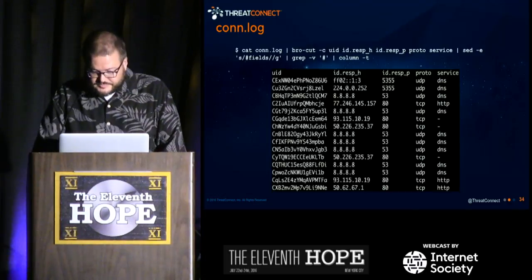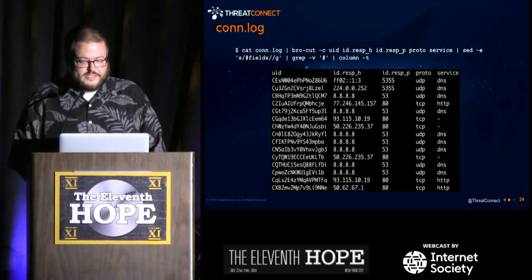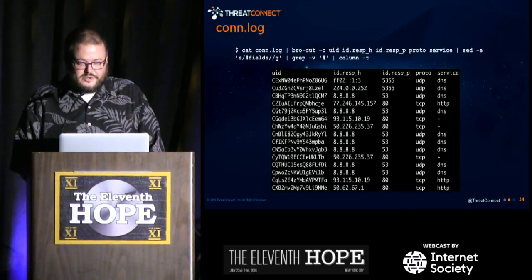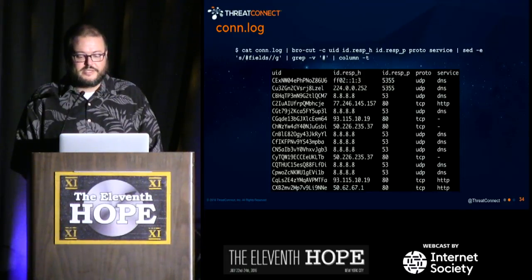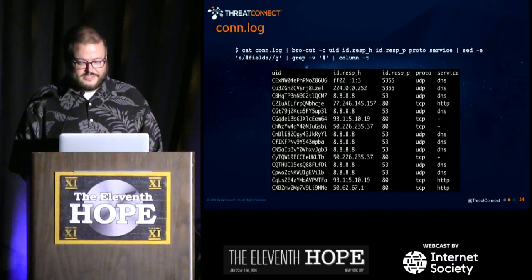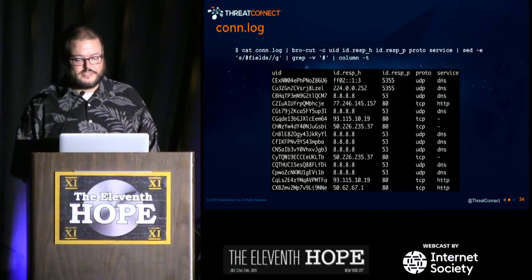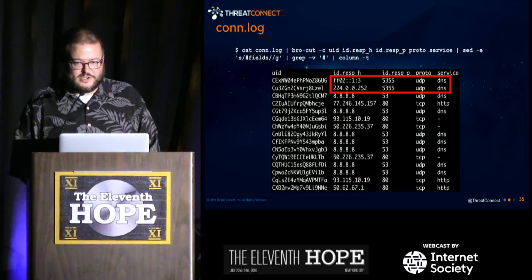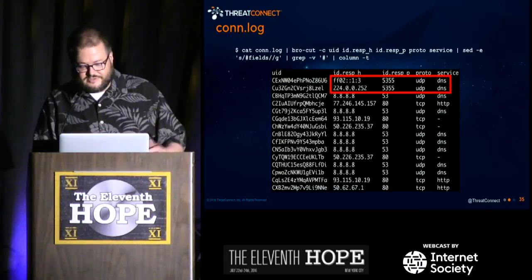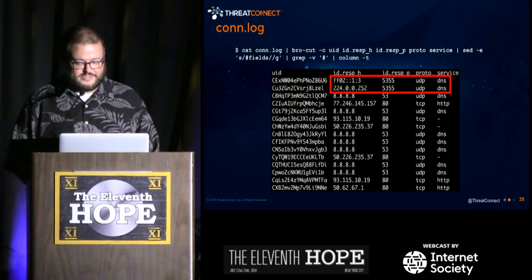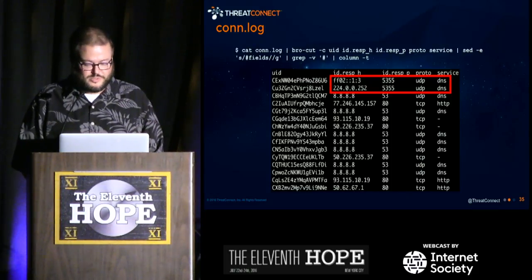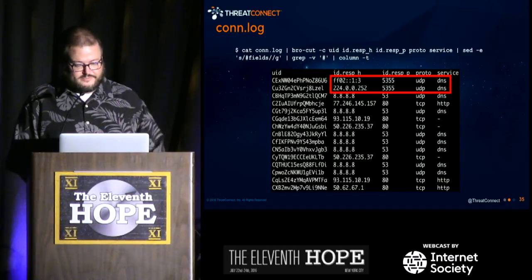So the first thing you want to look at is the conn log. This is a log of all the connections that Bro has observed in that PCAP. There's a variety of things going on here, so I want to split this out into different categories. The first category is the garbage. The garbage is stuff that you don't want to care about. This is benign traffic that your operating system is producing, so we throw away this stuff.